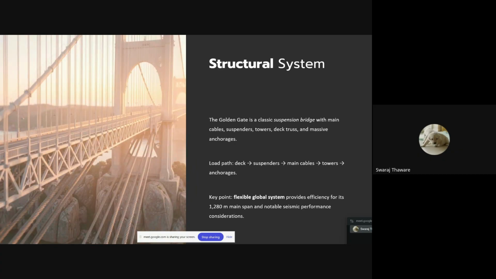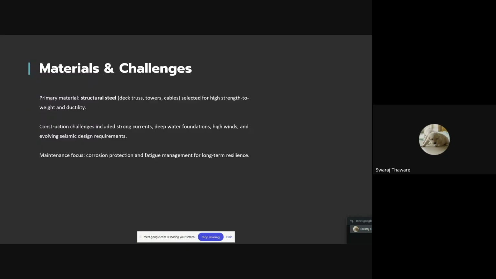The Golden Gate Bridge is a classical suspension bridge with main cables, suspenders, towers, deck truss, and massive anchorages. The load path is the deck, then suspenders into main cables, which are distributed to towers and anchorages. The key point is that the flexible global system provides efficiency for its 1,280-meter main span and notable seismic performance and considerations. Materials and challenges.